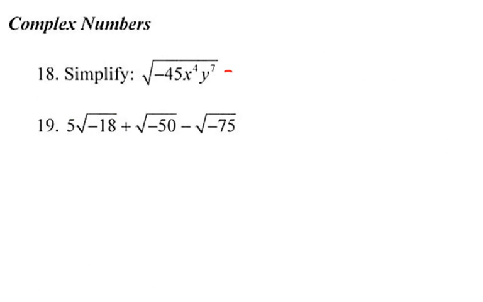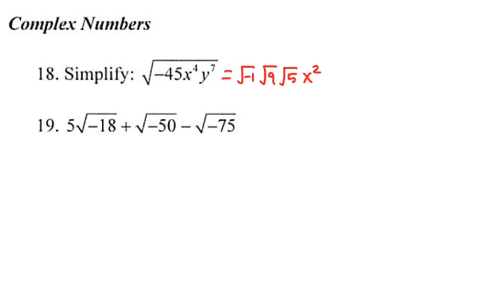Alright, let's look at the complex numbers. When you want to simplify the square root of negative 45, x to the 4th and y to the 7th, everything is the same except for the negative sign. You see the negative sign will turn the radical into imaginary numbers. So I can separate the negative sign as just the square root of negative 1, which we know to be i. And then 45 means square root of 9 and square root of 5.